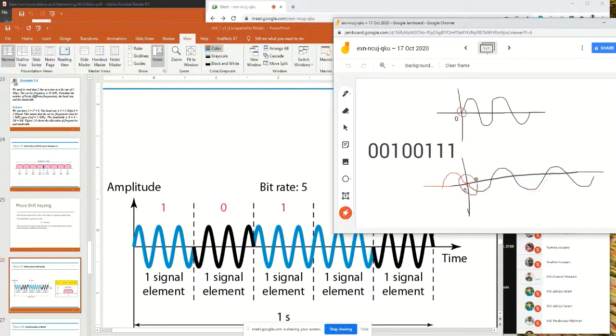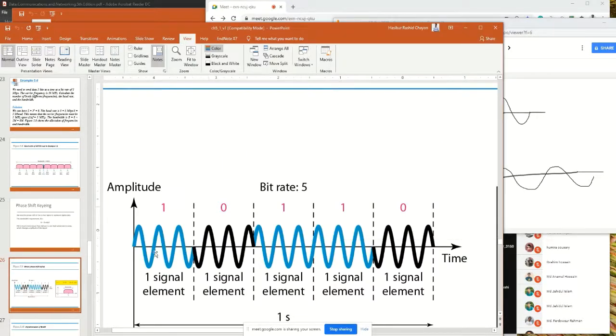So what is the difference between this and this? This is 0 degree phase, and that one is 180 degree phase, because it's actually missing half of the cycle. So half of the cycle means 180 degree. So this one is 180 degree phase. Okay, so this is 0 degree phase, that is 180 degree phase. So we can consider that 0 degree phase represents 1, and 180 degree phase represents 0. Same as here, 1, 1, 0.